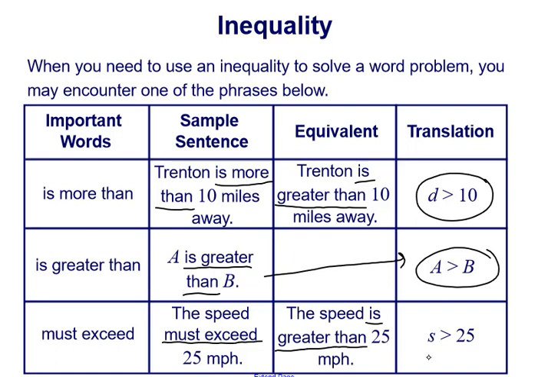So if we use a lowercase s for speed and the symbol for greater than, we can then have s is greater than 25. So these are actually all three different examples using the greater than symbol, interpreting that inequality, but we started out with three different types of words. We had "more than," you could have your straightforward "greater than," but we also could have "must exceed," and it all translates to that one inequality.